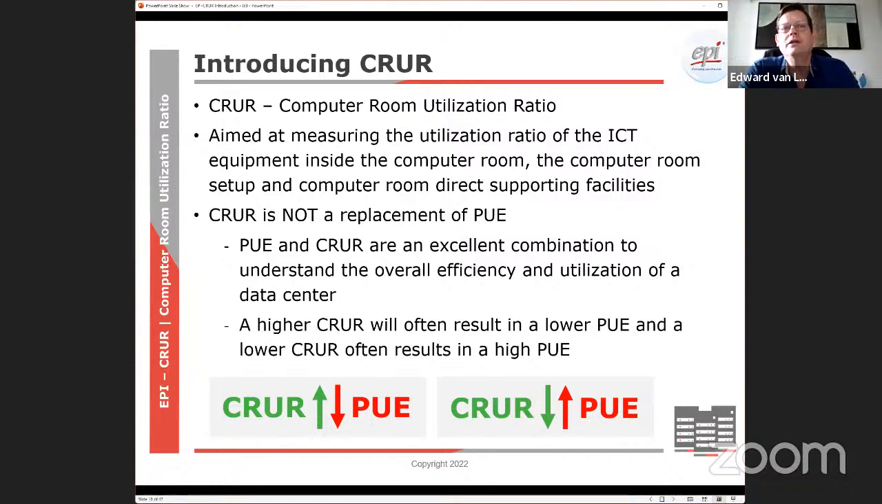Now be aware that CRUR is not a replacement of PUE. Actually, those two terms can work very well together. And what you see is that if you start implementing CRUR and you are improving your CRUR, you will often find that your PUE will get lower. That means better. And if you see that the CRUR is getting worse, you will often find that the PUE starts rising, i.e. you will have a less efficient infrastructure. So these two metrics can work very nicely together and balance out.